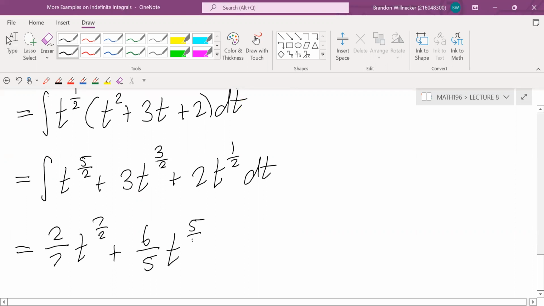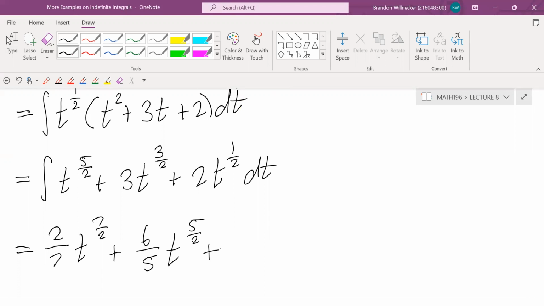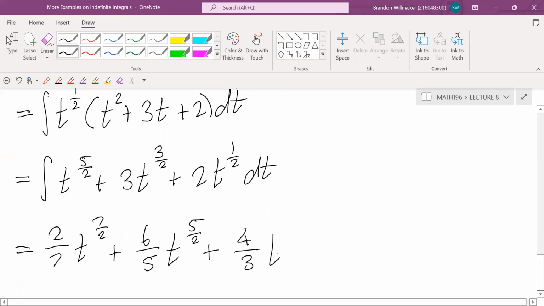t to the 5/2. Plus, again, we add 1 to the exponent to get 3/2. Dividing by 3/2 is the same thing as multiplying by 2/3. But we've got another 2 here, so it becomes 4/3 t to the 3/2. And don't forget the plus c.